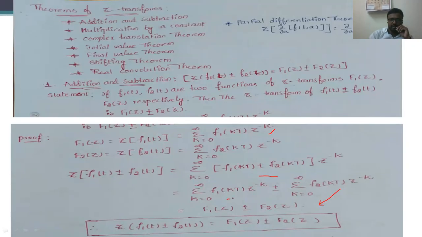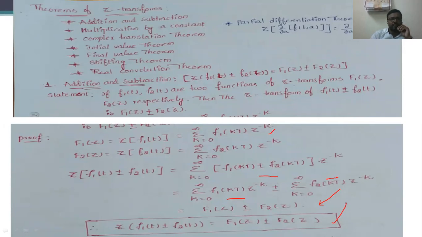Why? Because this particular value is nothing but F1 of z and this particular value is nothing but F2 of z. Therefore, finally, we evaluate the statement, that is the transformation of f1 of t plus or minus f2 of t is equal to F1 of z plus or minus F2 of z. This is the first theorem, our first property of the Z transform.